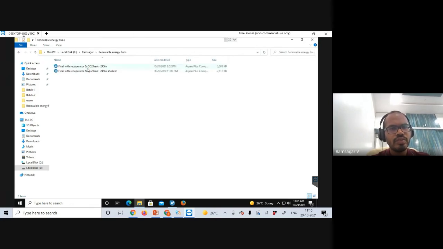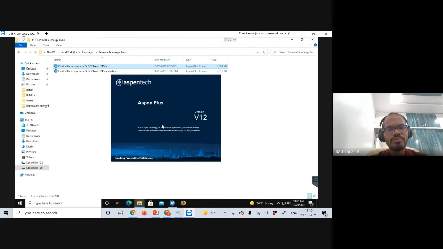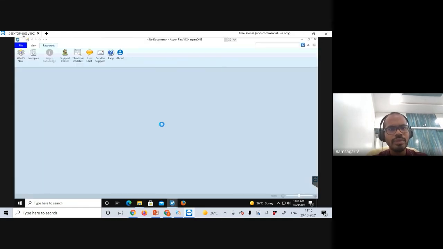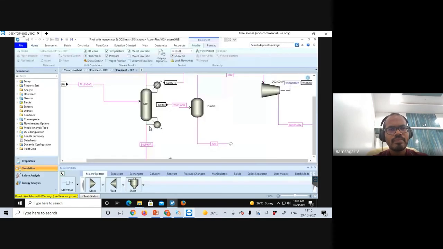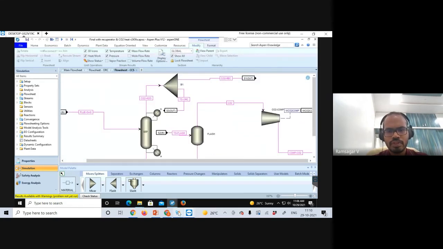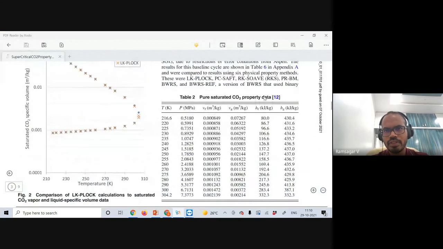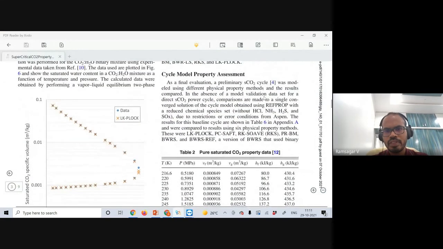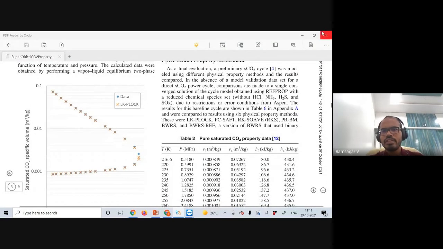And as one participant asked, what is the flow rate you have used in the biomass CLC integrated power plant? These things I quickly wanted to show in the remaining 5 minutes. Let me check the property estimation method. Did I consider the same? Yes, reference property only.